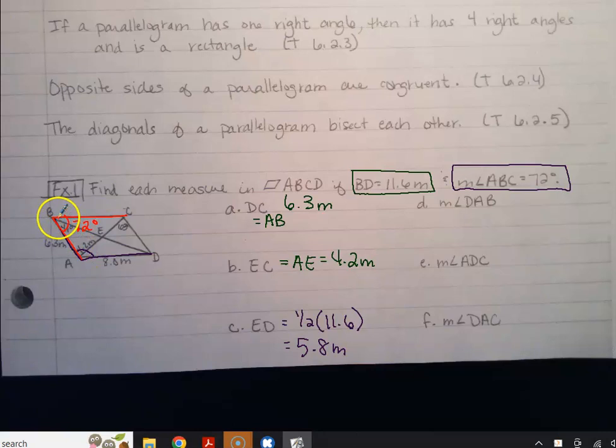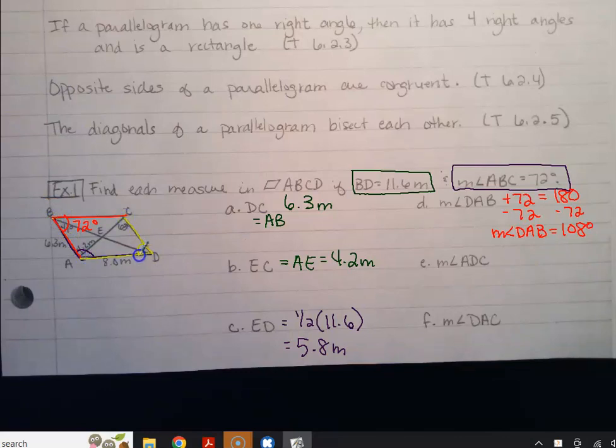Oh, these angles would be consecutive, wouldn't they? Yeah. So what do we know about consecutive angles? Consecutive angles equal 180. So the measure of angle DAB plus 72, I'm going to say, is 180. Kind of take a shortcut there. So we subtract the 72. So the measure of angle DAB equals 108. And then the next one is angle ADC. Okay, let's see.